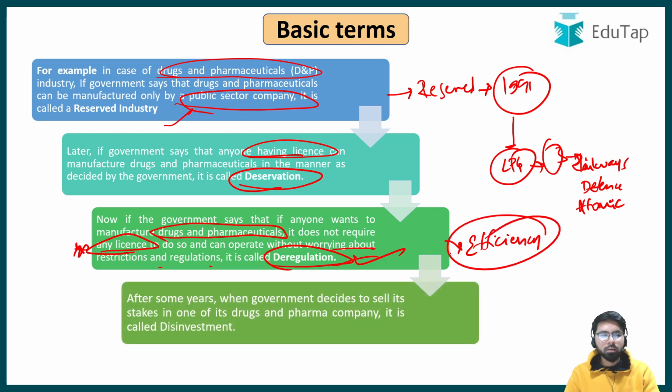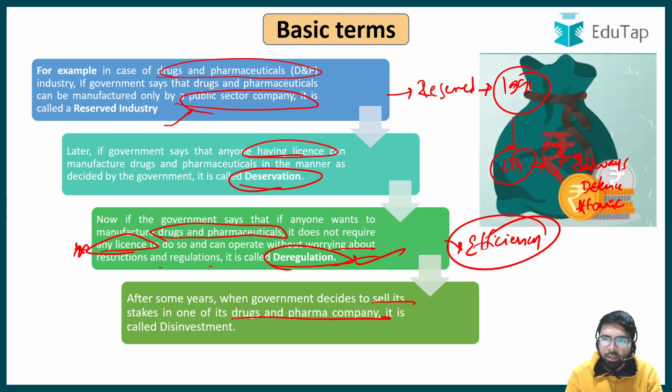And apart from that, after some years when the government decides to sell its stake in one of its drugs and pharma companies, it is called disinvestment. So these are some key terms. We will understand them further during the discussion of LPG reforms. So now let's move on.